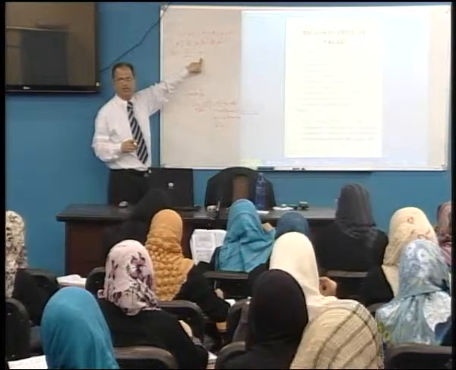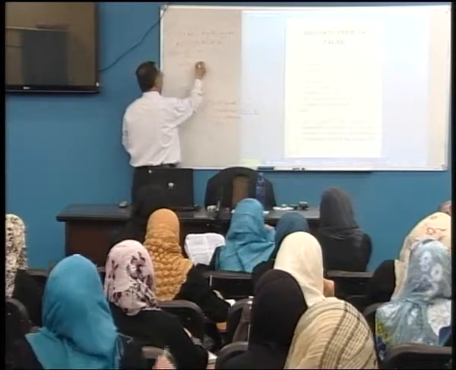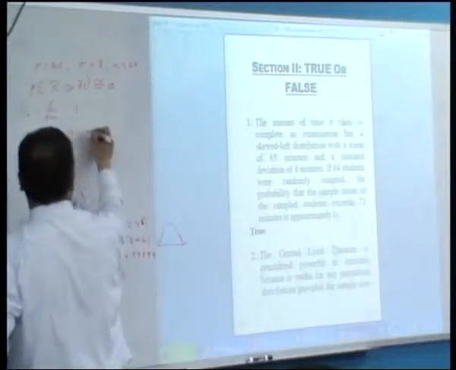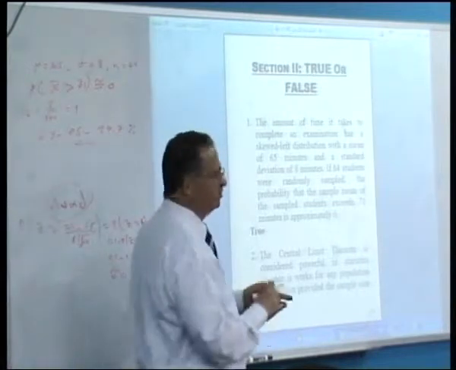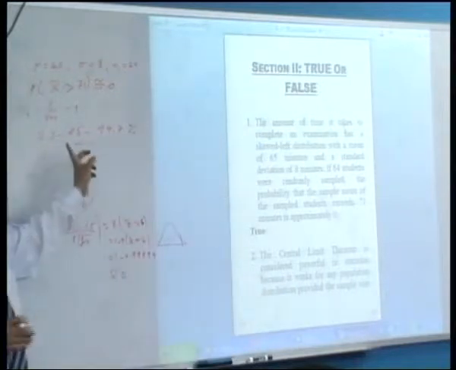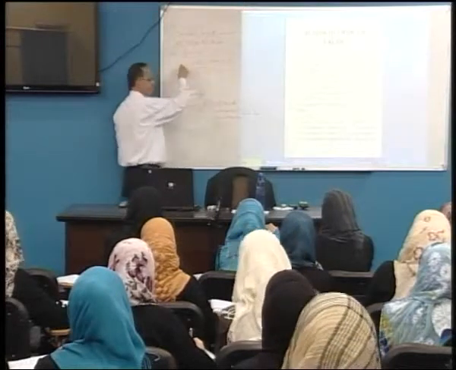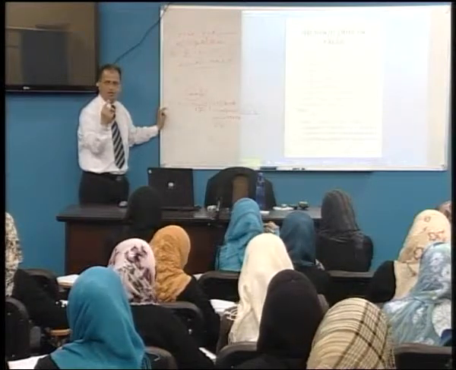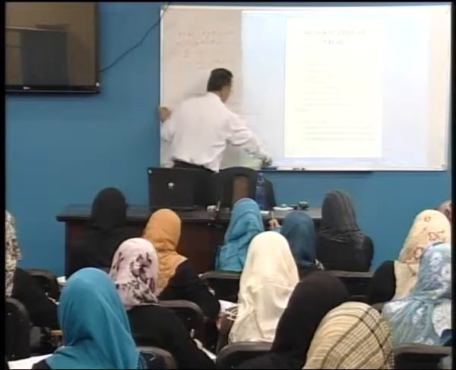And we know that if you remember this rule, 68, 95, 99.7, we don't use Chebyshev in this case because the distribution is roughly normal. We know this rule, the empirical rule. We said that 68% of the observations lie within one standard deviation of the mean, 95% within two standard deviations, and so on.